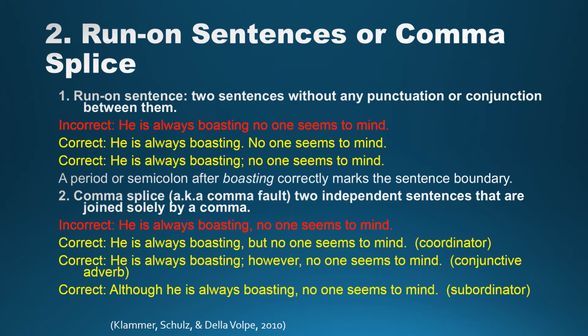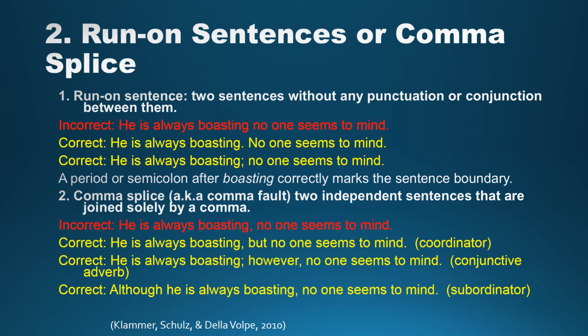So, in our first example, we have an incorrect sentence that commits a run-on. This sentence is, "He is always boasting, no one seems to mind." You can correct this in many ways. The first recommendation is to first use a punctuation to turn these into 2 separate clauses. So, "He is always boasting. No one seems to mind." Or, you can use a semicolon to offset these two. "He is always boasting; no one seems to mind." A period or semicolon after boasting correctly marks the sentence boundary.